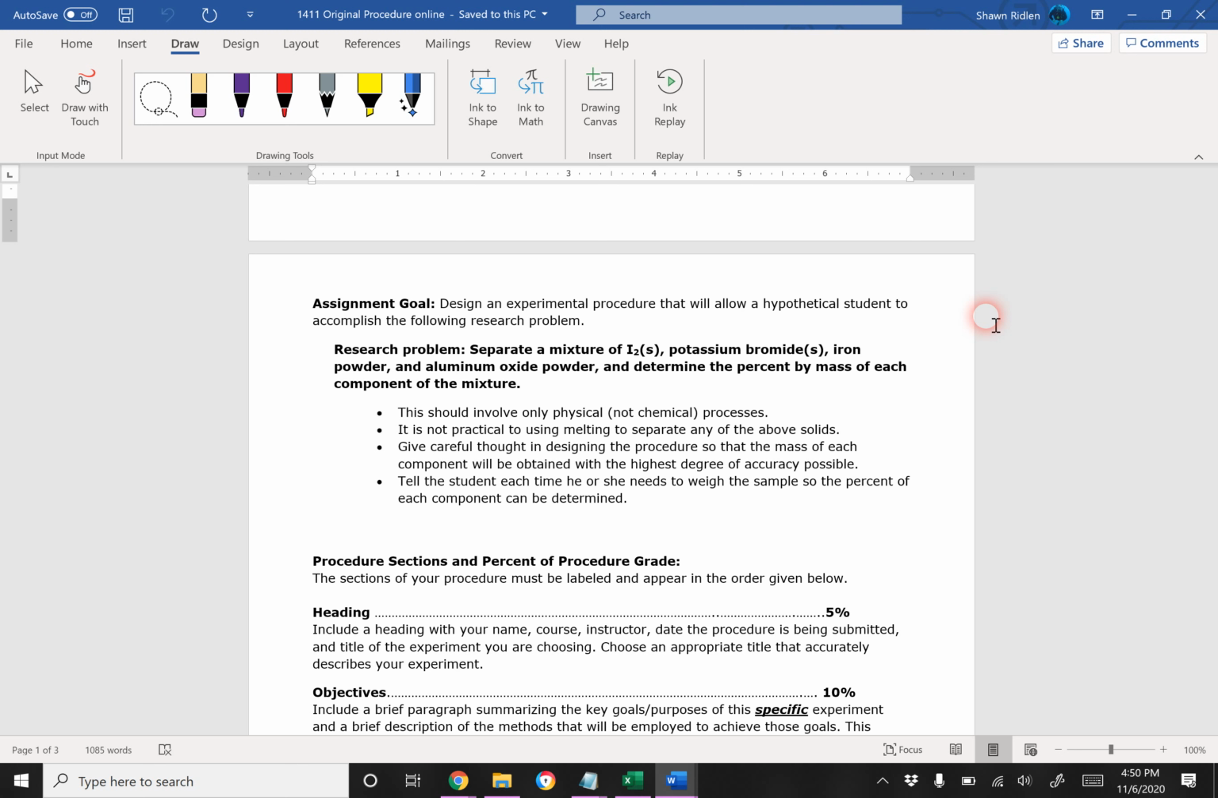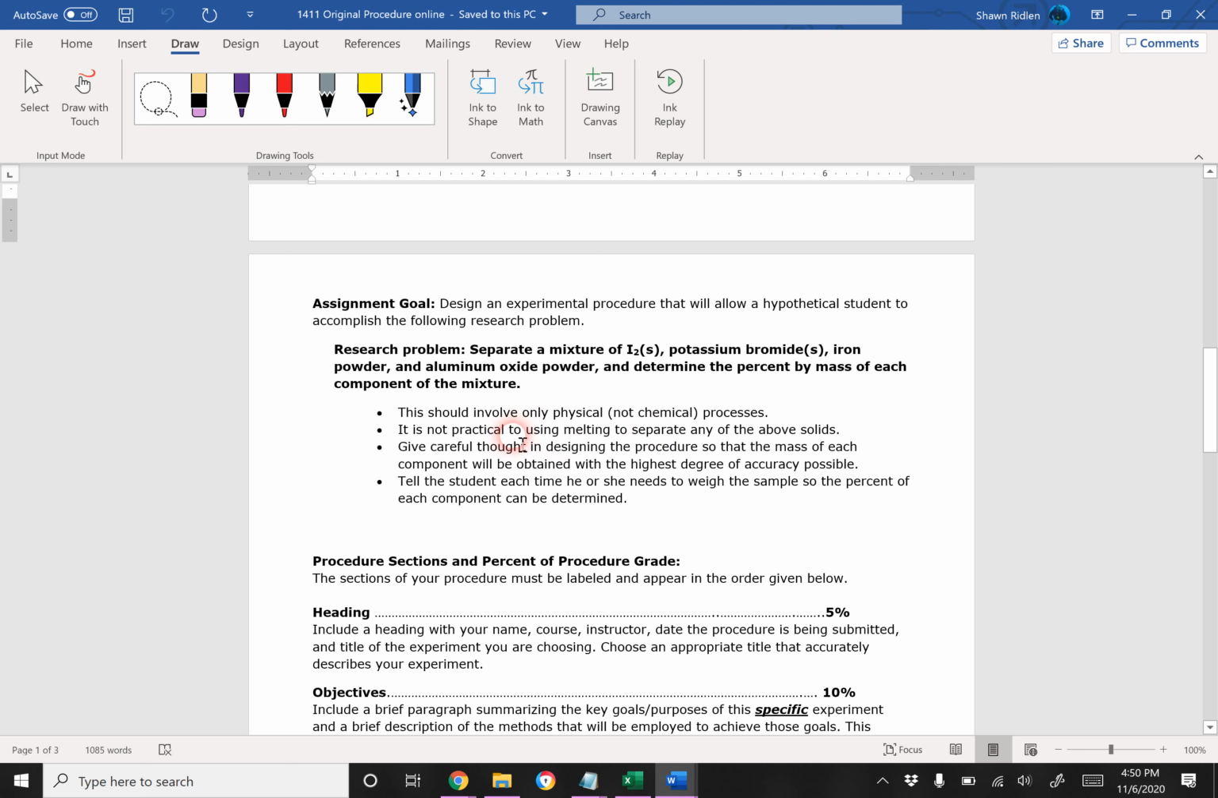Okay, so in this particular separation, this is sort of similar to the separation lab that you wrote your report on, in which you're going to use physical methods, so not chemical methods, to actually separate these. So that's your first bullet point here. So it should involve only physical and not chemical processes. In other words, you can use things like decantation, sublimation, you could use a magnet, you could use filtration, all of those good physical separation techniques, all of those can come into play with this assignment.